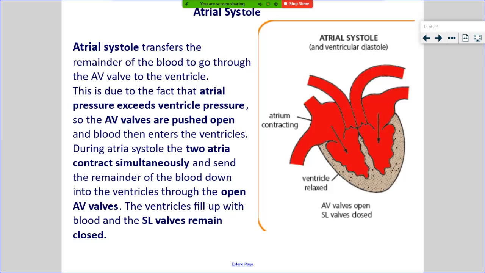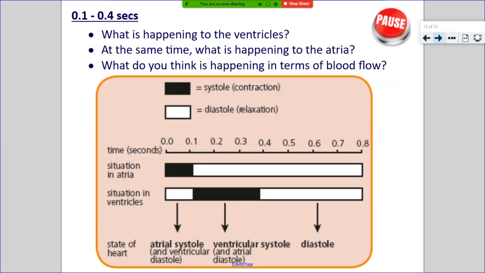Whilst that's happening, you can see that the valves between the ventricles and the arteries, the semilunar valves, are closed at this stage. So the blood is moving down from the atria into the ventricles, the bottom chambers. So that was the first stage, 0 to 0.1, atrial systole, contraction of the atria, forcing blood from the atria down through the AV valves into the ventricles. Pause the video, have a think what happens during the second stage.